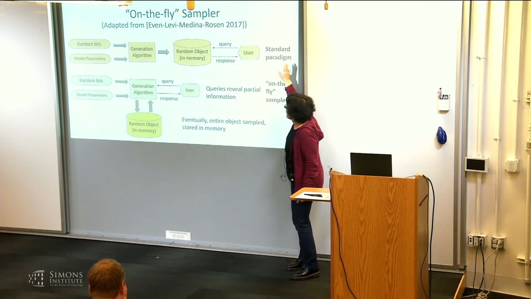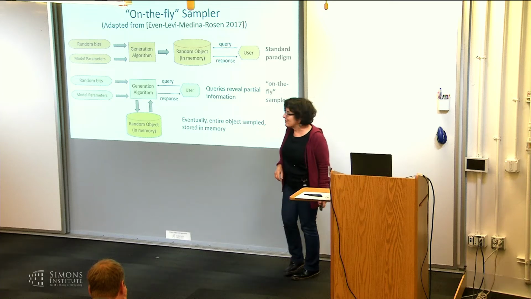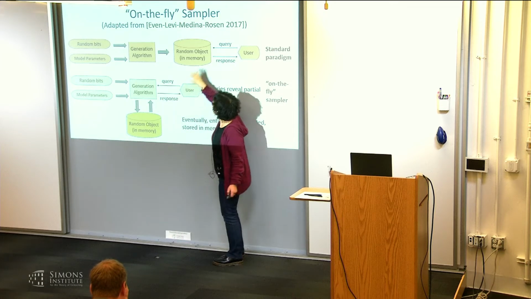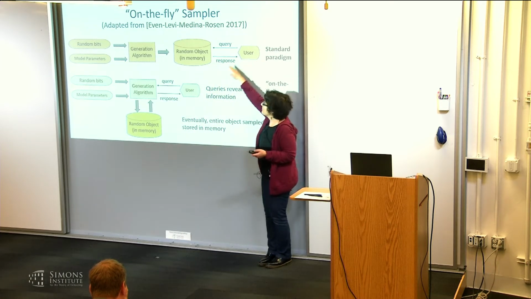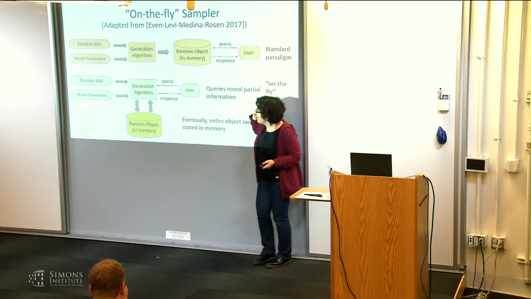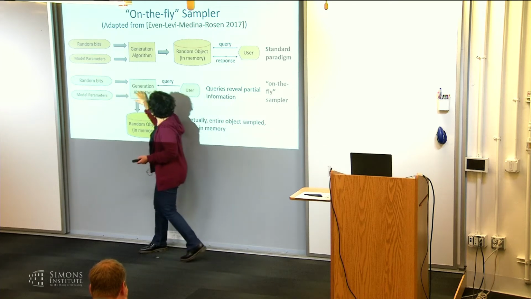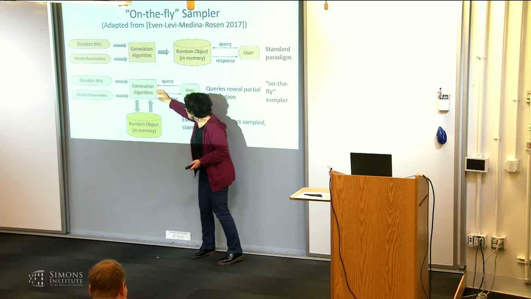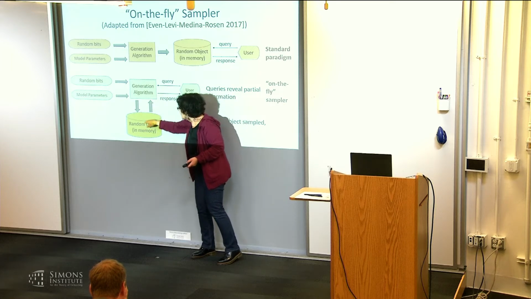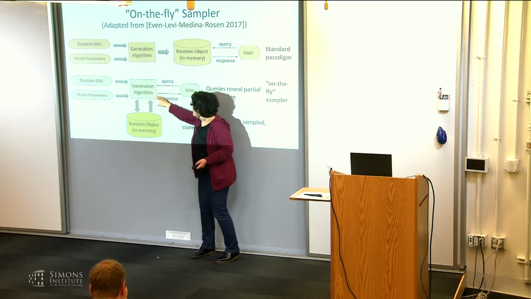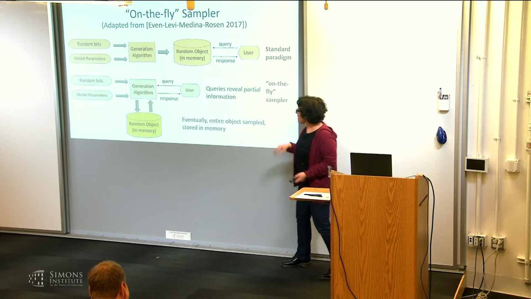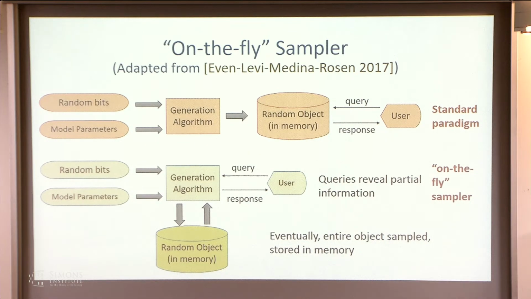So let's compare also to the standard paradigm. In the standard paradigm, if I want to generate a random graph, I'm given some random bits and some random model parameters. We put them through the generation algorithm, you write down the big graph, and then the user interacts with this thing that got written down. But here, you're getting random bits and model parameters, and this generation algorithm doesn't write anything up front. It interacts with the user. The user makes queries, and as there are queries, things get written down in a side place. The user gets a response, and eventually this random object gets written down in memory. So the queries reveal partial information, and it's on the fly. Eventually the entire object is sampled and stored in memory.